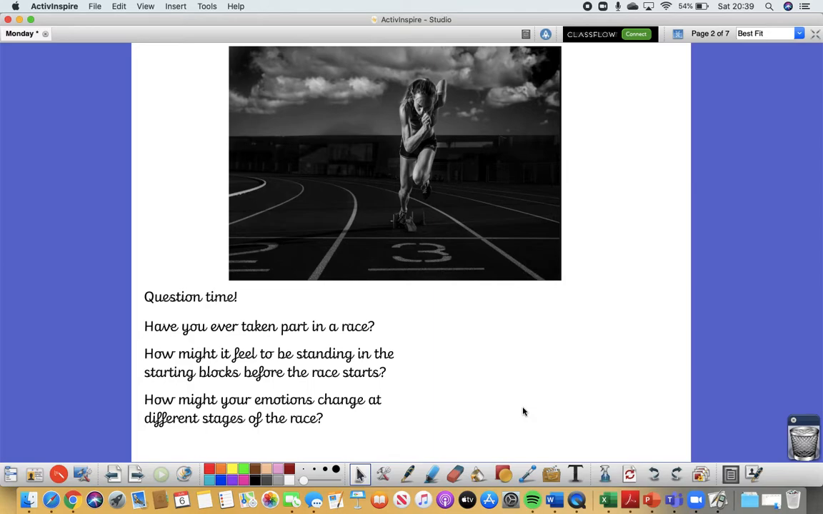So how did you feel at the beginning of the race? How did you feel when you set off, when you were running, by the time you got near the end of the race? And then finally, how did you feel right at the end? So just answer those questions for me in your head. I don't need you to write them down, but just have them in your head to be thinking about what it would be like in a race.